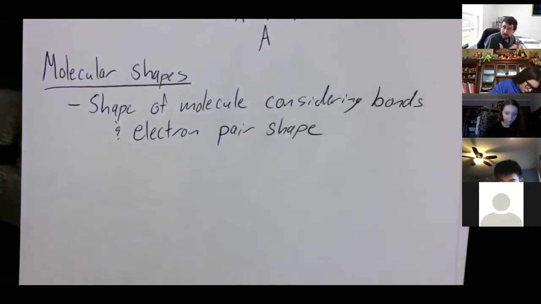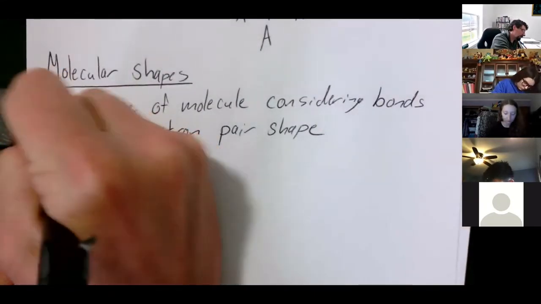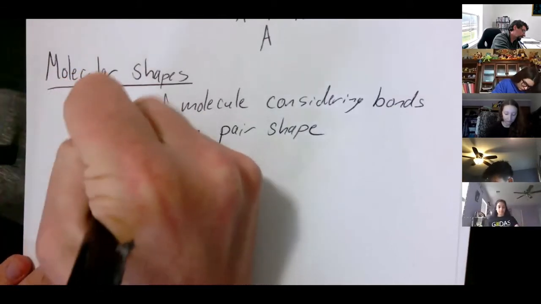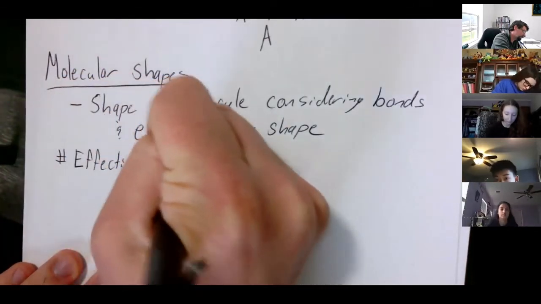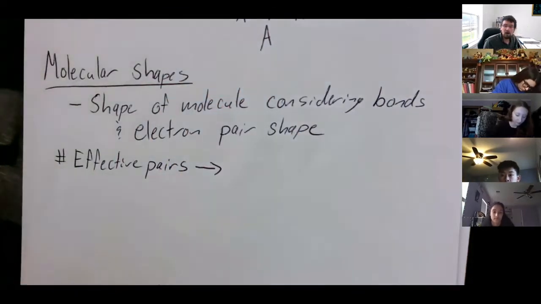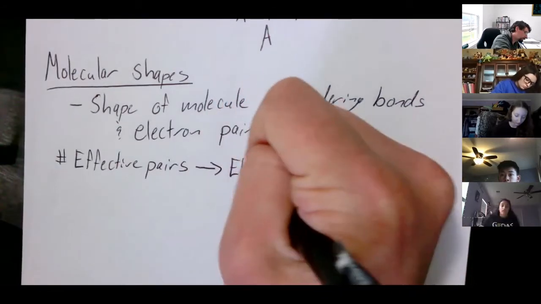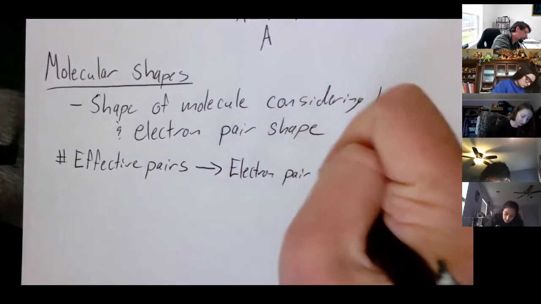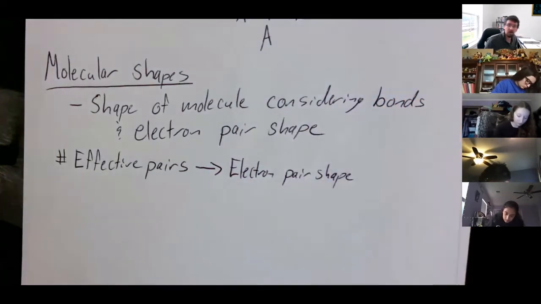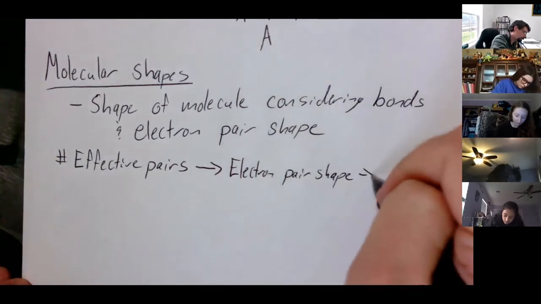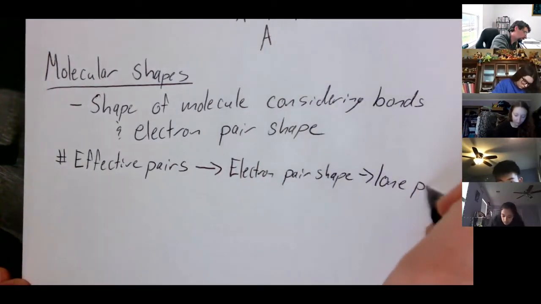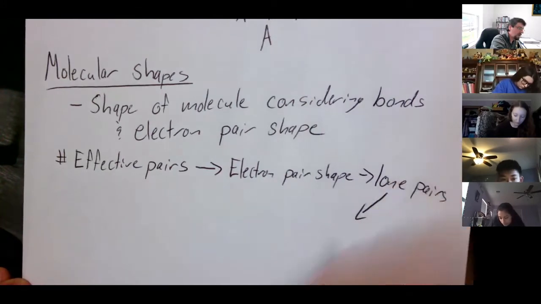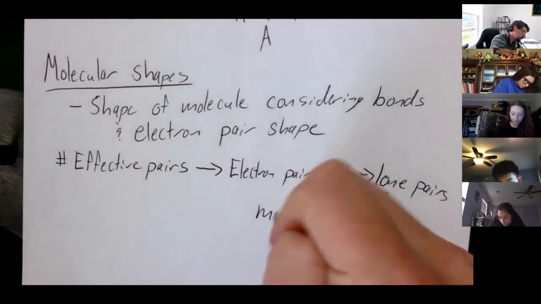Okay, the thought process for trying to determine molecular shape is as follows. You basically need to figure out the number of effective pairs. Then you determine the electron pair shape. Then you see how many lone pairs are on the system. And that will tell you the molecular shape.